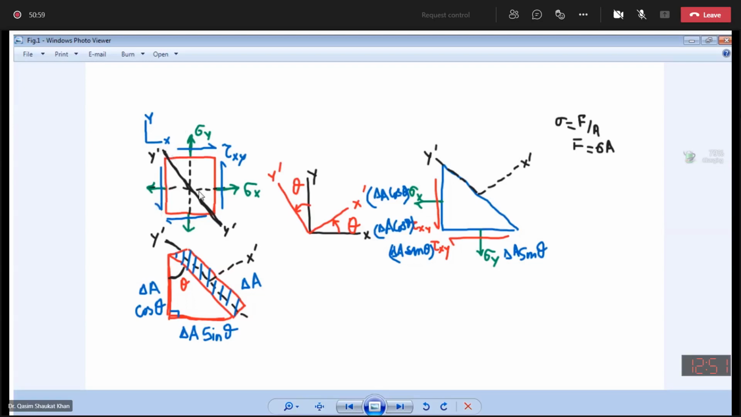This is your y dash axis. So now this is y dash axis and x dash axis. I have cut the section about this y dash axis. So once I have cut the section about y dash axis, this is now the section which we have. This is y dash axis, this is x dash axis. Area of this section is taken as delta A. This is angle theta, the rotation of the y-axis with respect to y dash axis, or you can say x-axis to x dash axis.